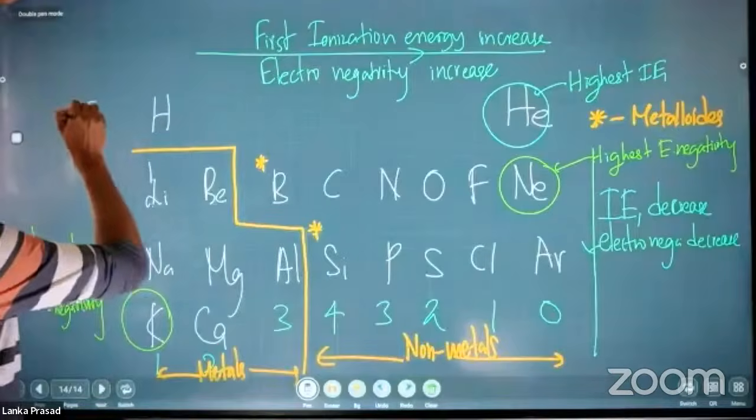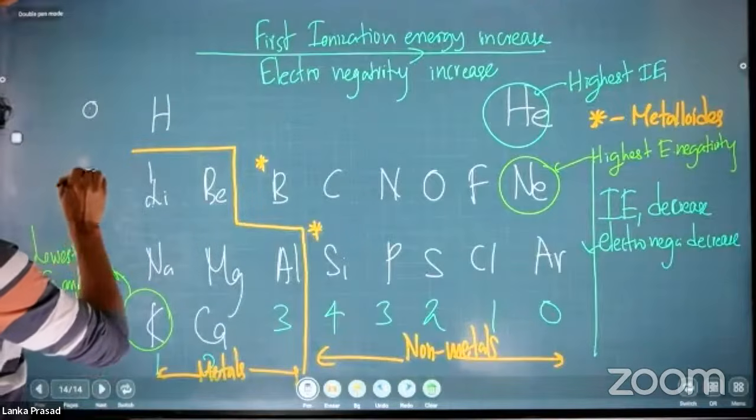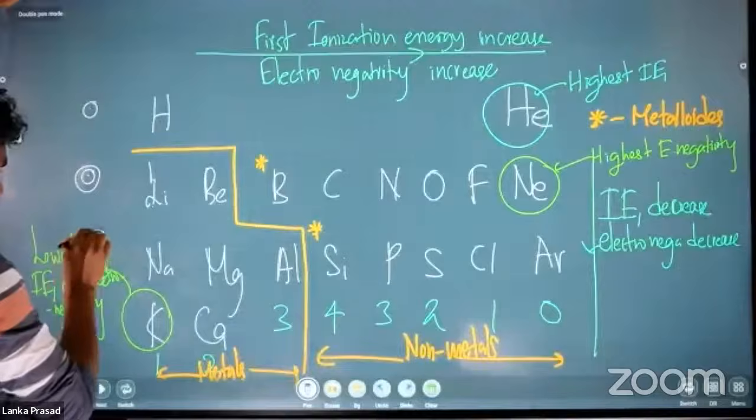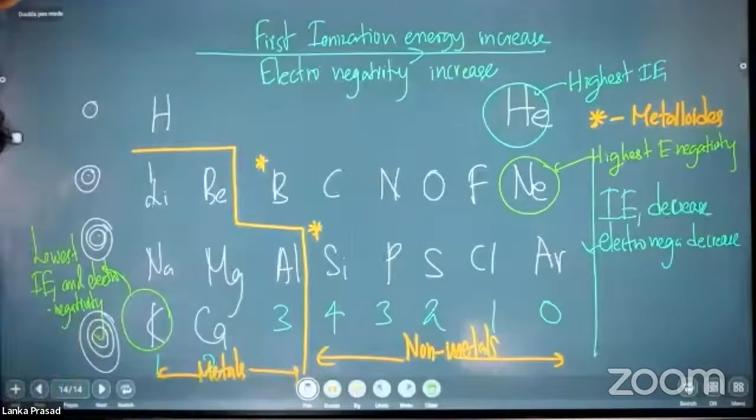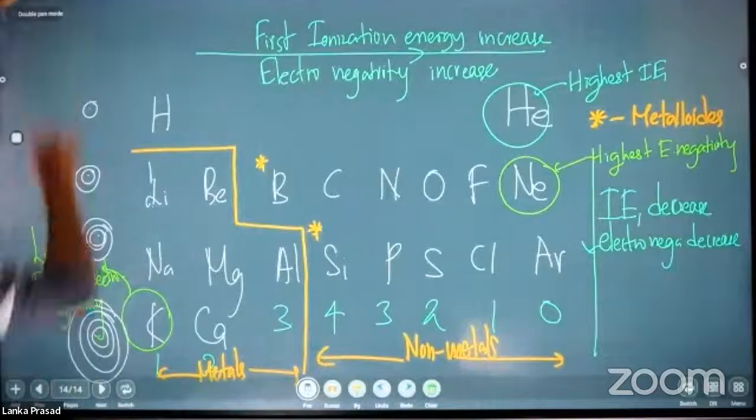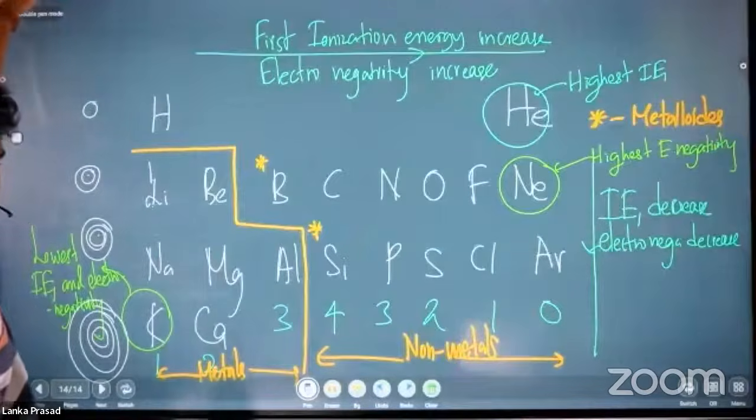That one has one energy level. That one has two energy levels. That one has three energy levels. That one has four energy levels. Yes. So the atomic radius increases.